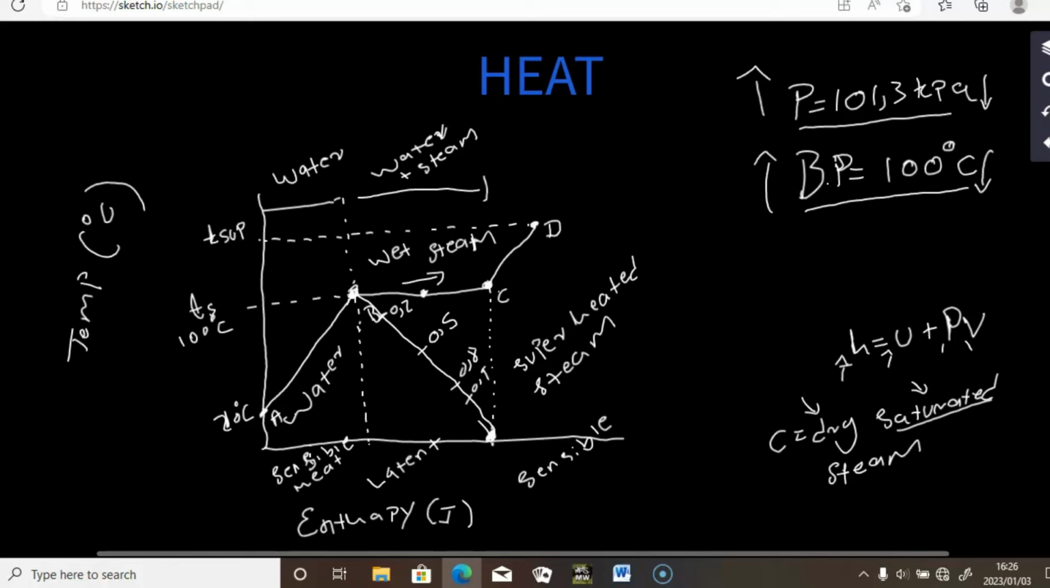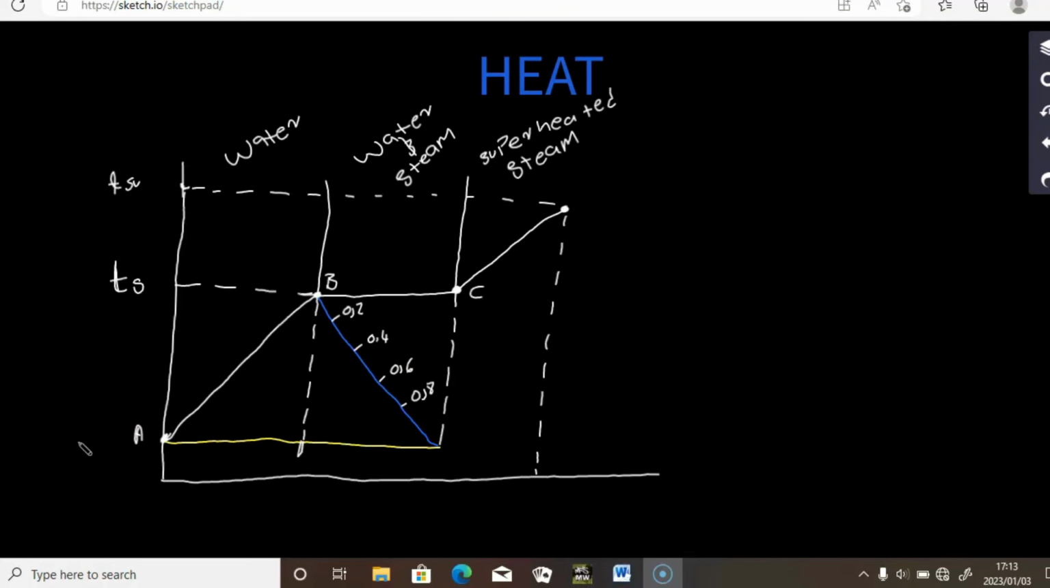From B to C, heat was added, but temperature didn't change. What was happening? Water was being converted to steam. So we were changing from the phase of liquid to the phase of gas. Latent heat is associated with phase change, and sensible heat is associated with temperature change.